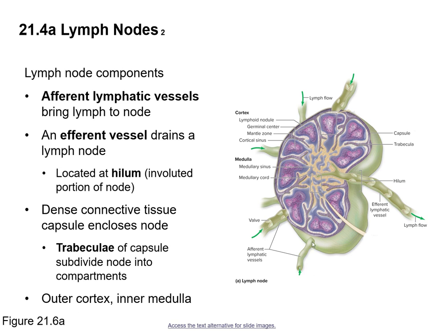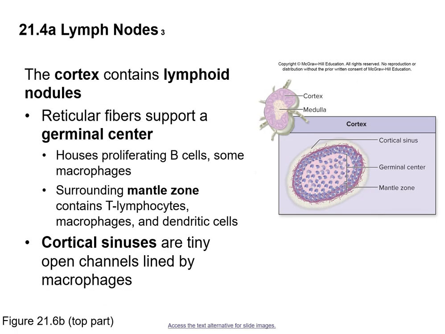You've also got these structures called trabeculae. These are connective tissue dividers that separate the lymph node into different compartments. And then you've got two regions called a cortex and a medulla. The cortex of anything is always going to be the outer, more superficial region. In this case, we have a region called the germinal center. The germinal center is this inner region where you have proliferating cells. These cells are beginning to divide, proliferate, and increase in number as they become activated.